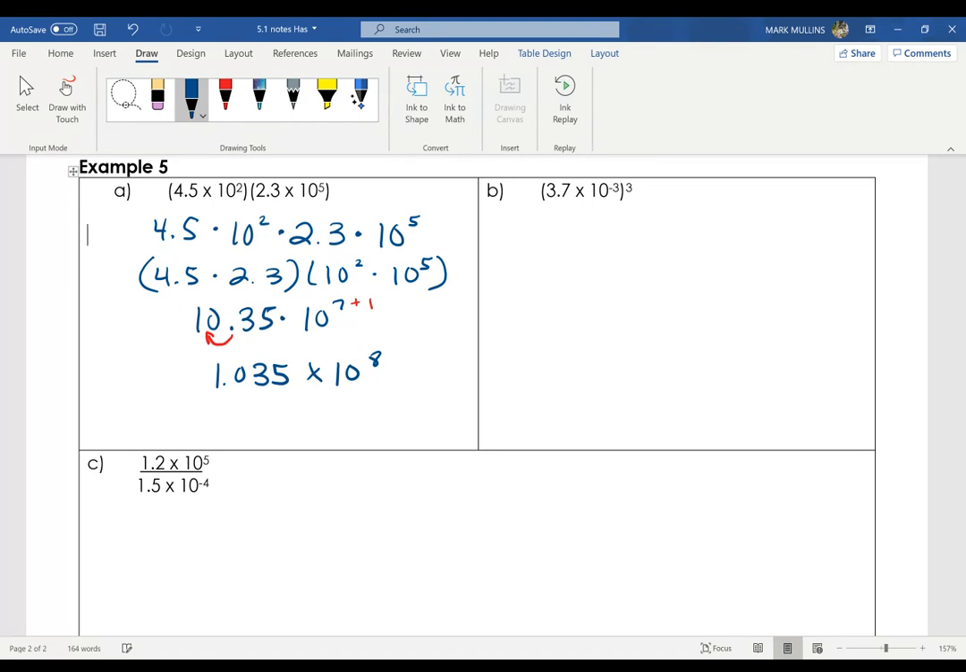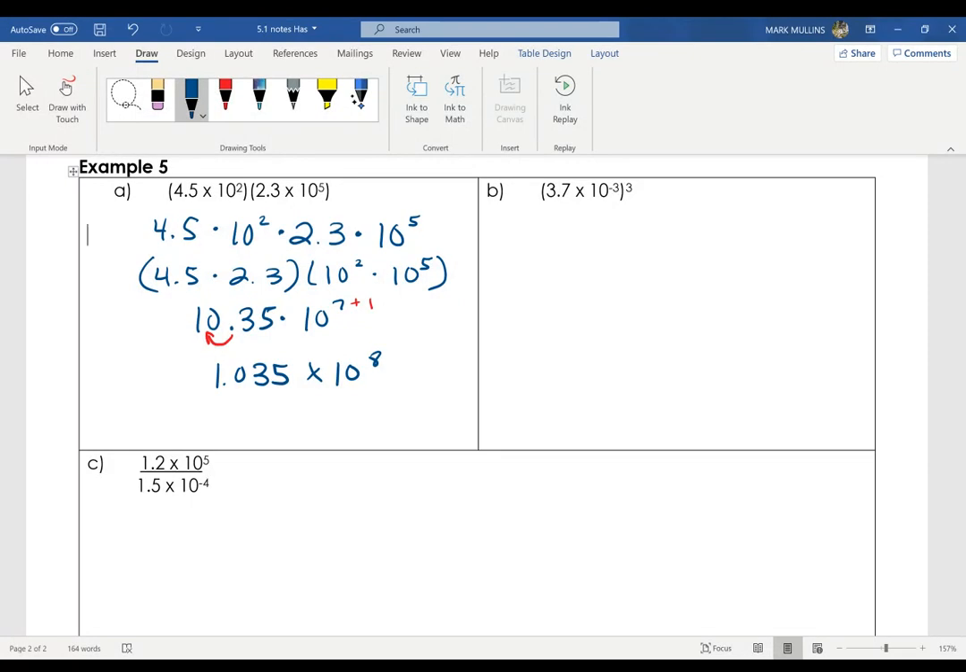So instead of figuring out 4.5 times 10 squared, instead of coming up with that long number and the 2.3 times 10 to the 5th, instead of both of those being these great big long numbers that I have to multiply and then change back, I can actually use some tricks and multiply them while they're in scientific notation. So on the next one, I can break it up similarly.